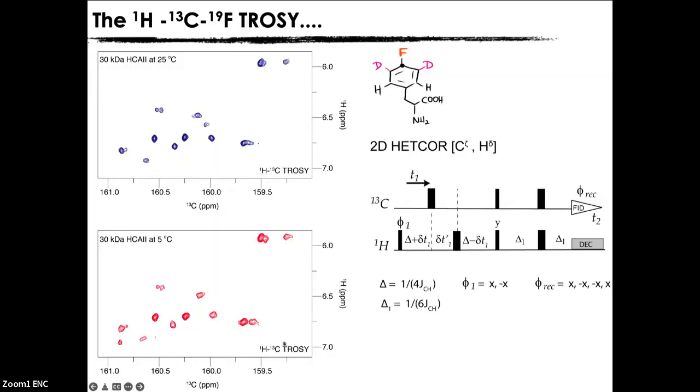You can see at 5 degrees, you get beautiful spectra. And the important thing about this is you don't even need an F19 probe. You can take a standard TCI probe and run this experiment.